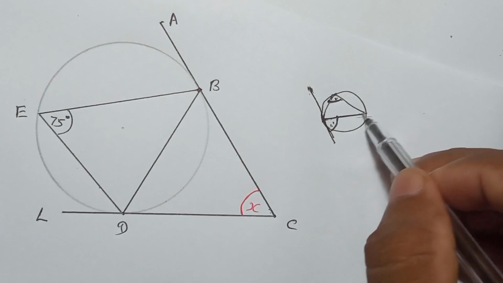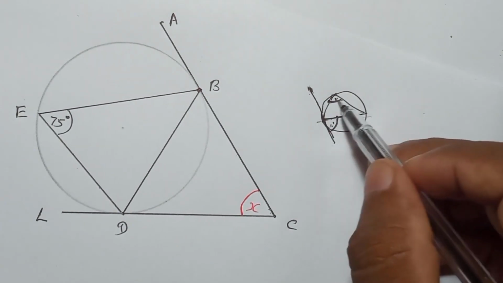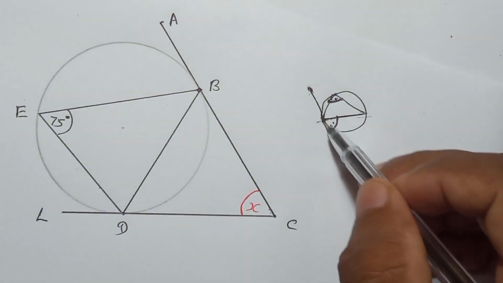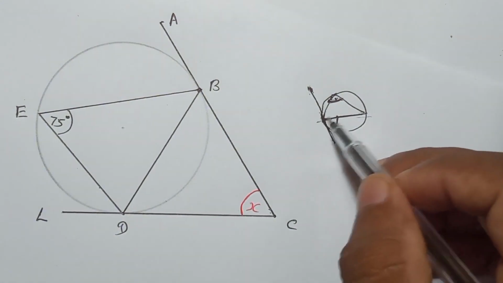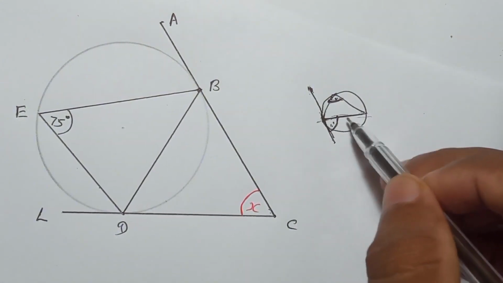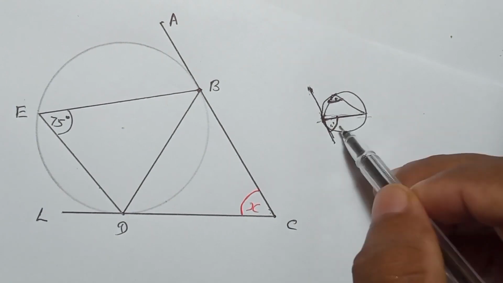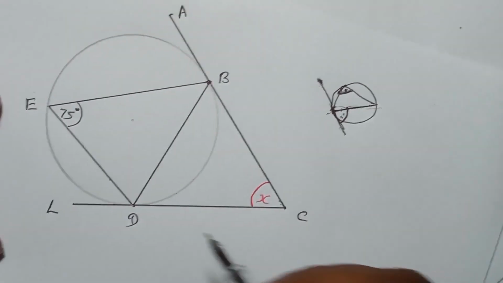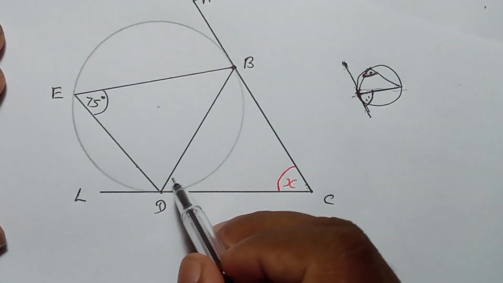This is the tangent, this is the chord, and the angle this chord subtends, this one, will be equal to this one, the angle between the tangent and the chord. The angle subtended by the chord equals the angle between the chord and the tangent. So here also it is like that, right?